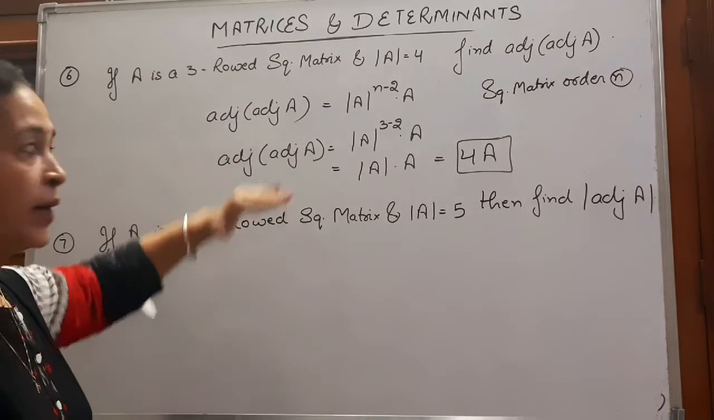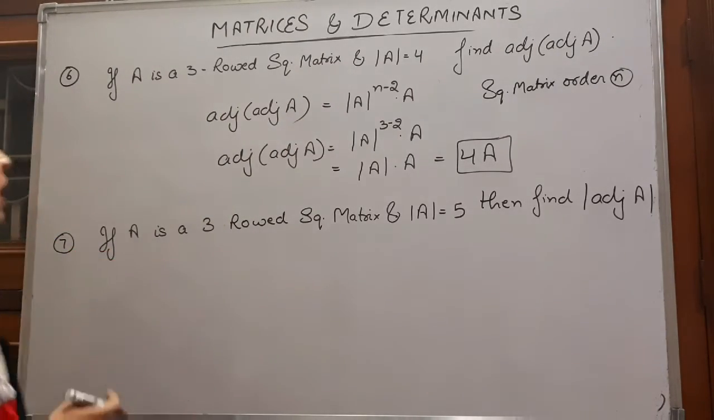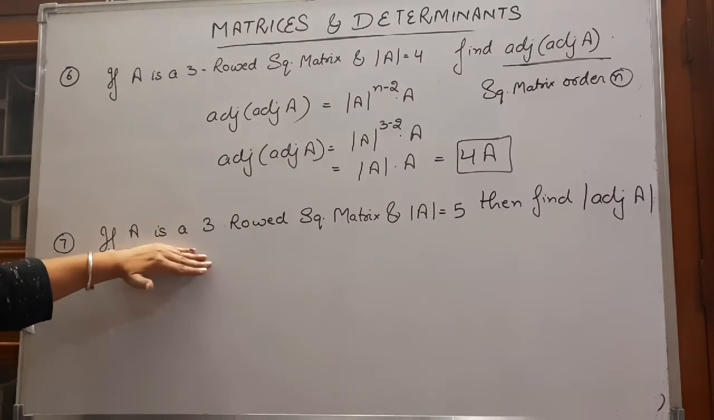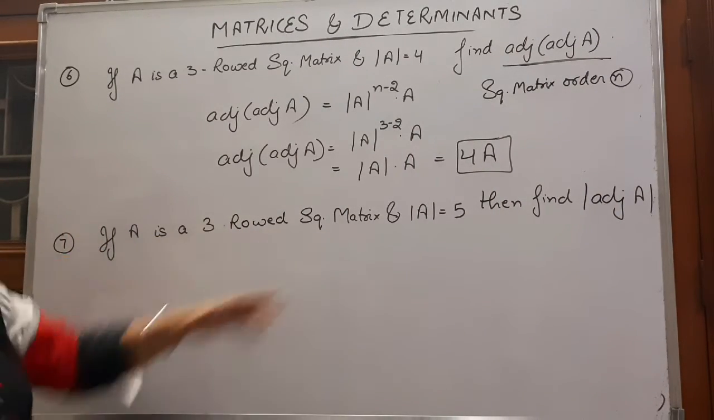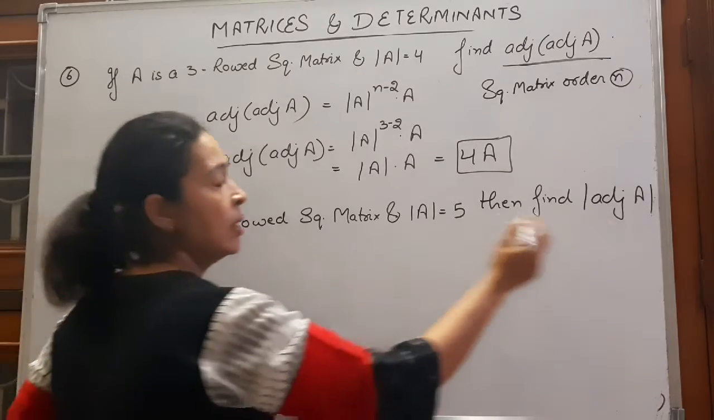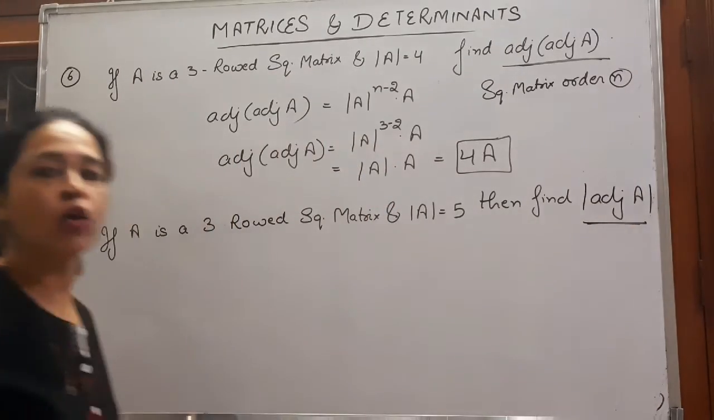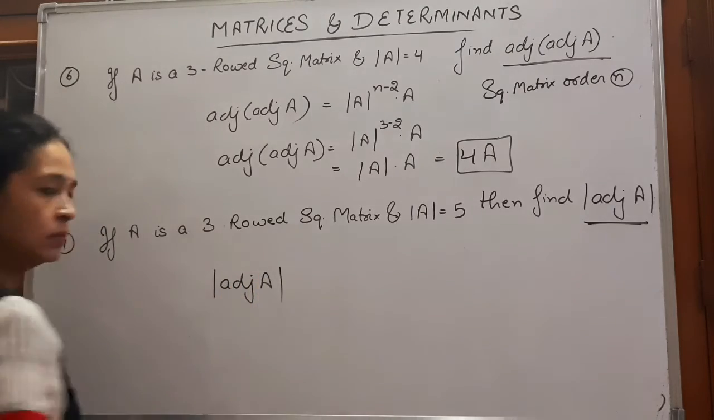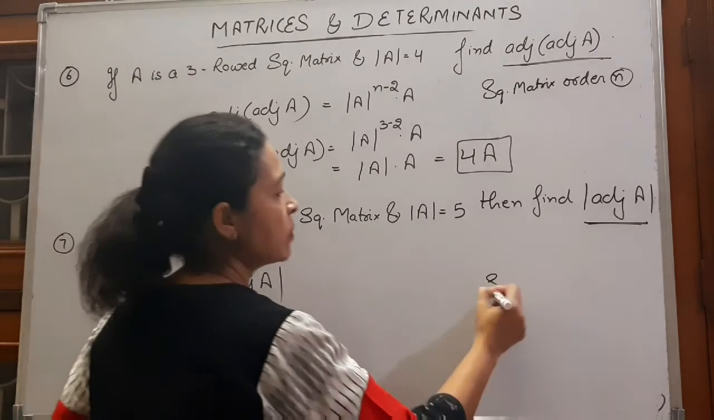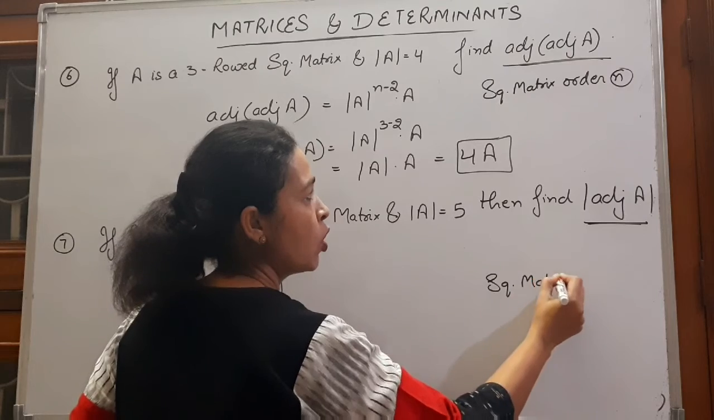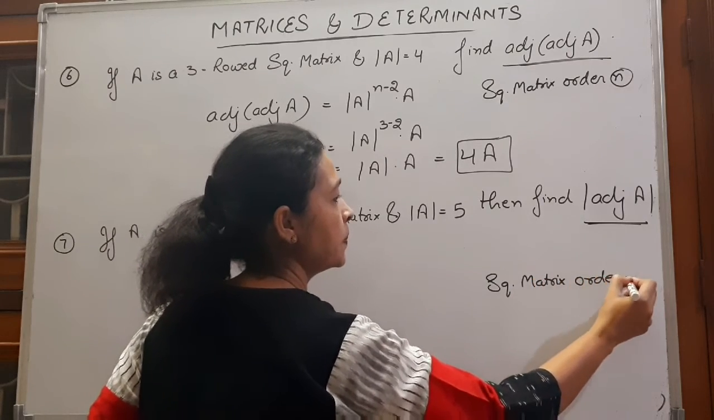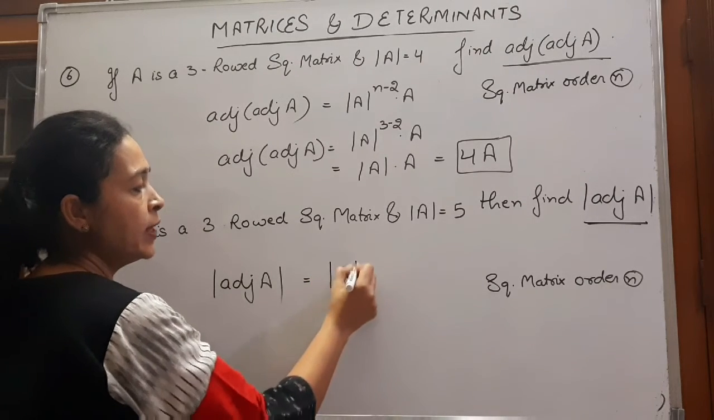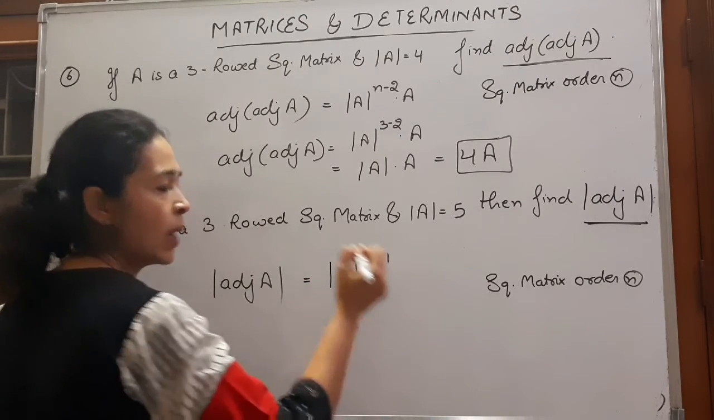In this question, try to find the difference between these two questions. Here we have to find adjoint of adjoint A. In this question also, A is a 3-rowed square matrix and determinant of A is given. Now we have to find determinant of adjoint A. What is determinant of adjoint A? In the same way, if we have a square matrix of order n, then determinant of adjoint A is determinant of A to the power n minus 1.